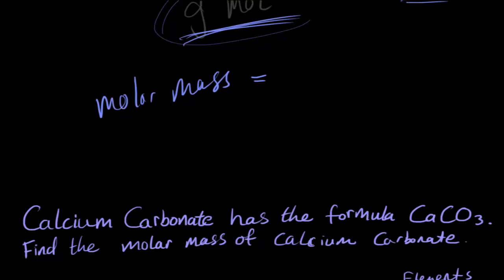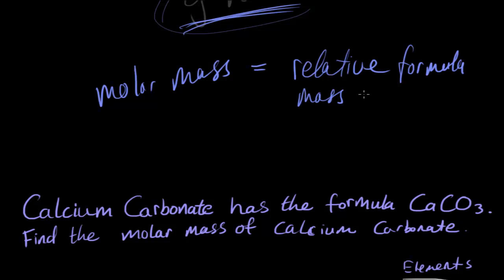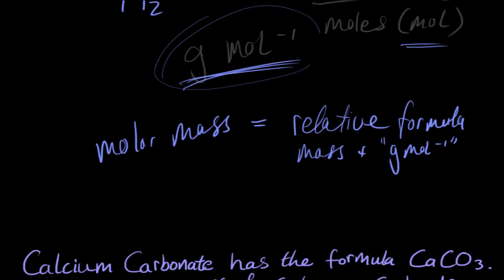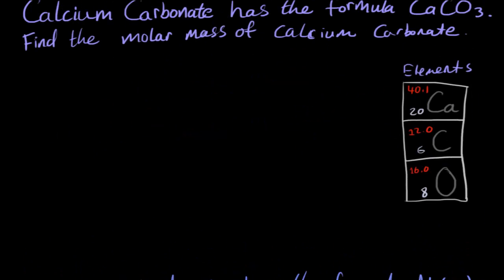Okay. Molar mass is relative formula mass plus units, and the units are going to be grams per mole. That's basically what molar mass is. And relative atomic masses, obviously, can be found from the periodic table, like I'm going to demonstrate here.